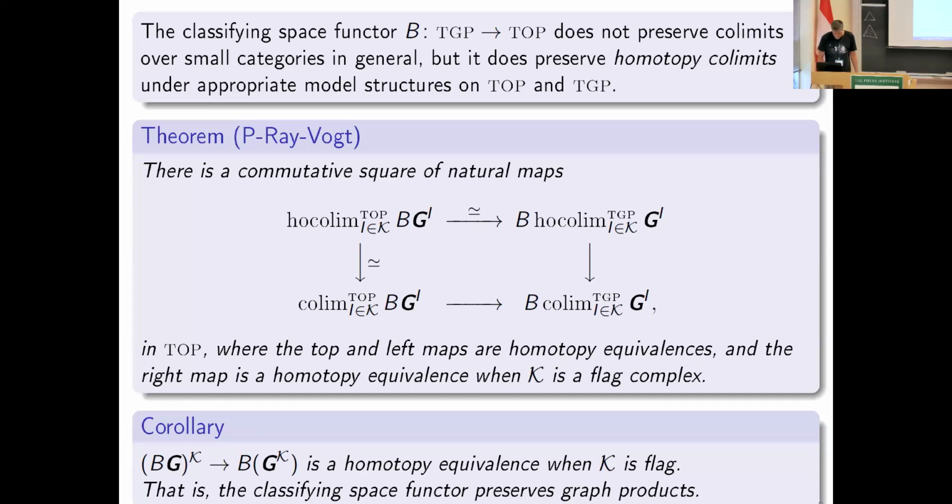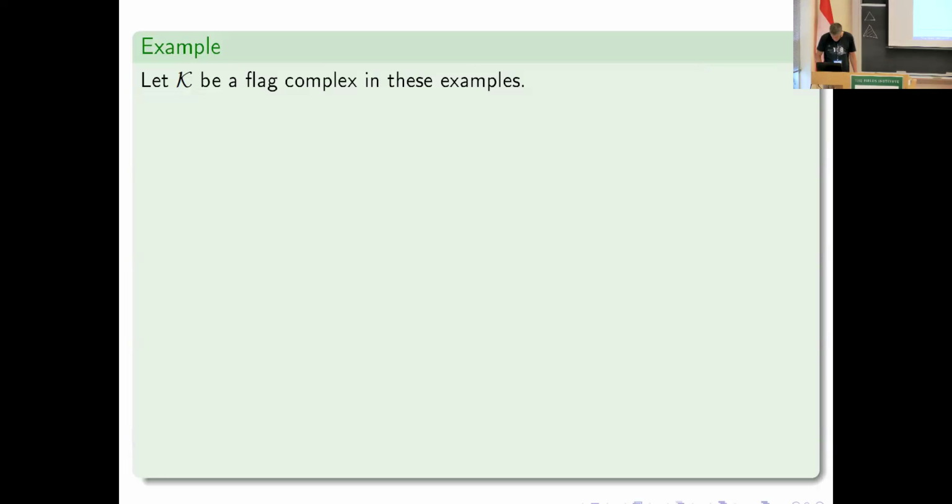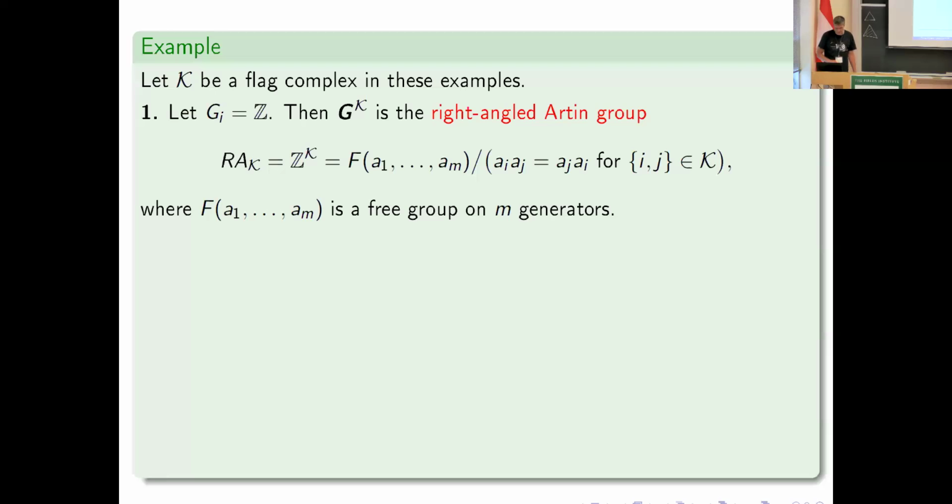So, right, let's do some examples. Two prominent examples of graph products are right-angled groups. The right-angled Artin group corresponds to the case when all the groups in your sequence are the integers, the infinite cyclic group. Then this graph product is a quotient of the free product of m copies of Z, that's a free group on m elements modulo these commutativity relations. It's known as a right-angled Artin group in geometric group theory, or combinatorial group theory. It's sometimes called a partially commutative group, so some of the generators commute, some do not.